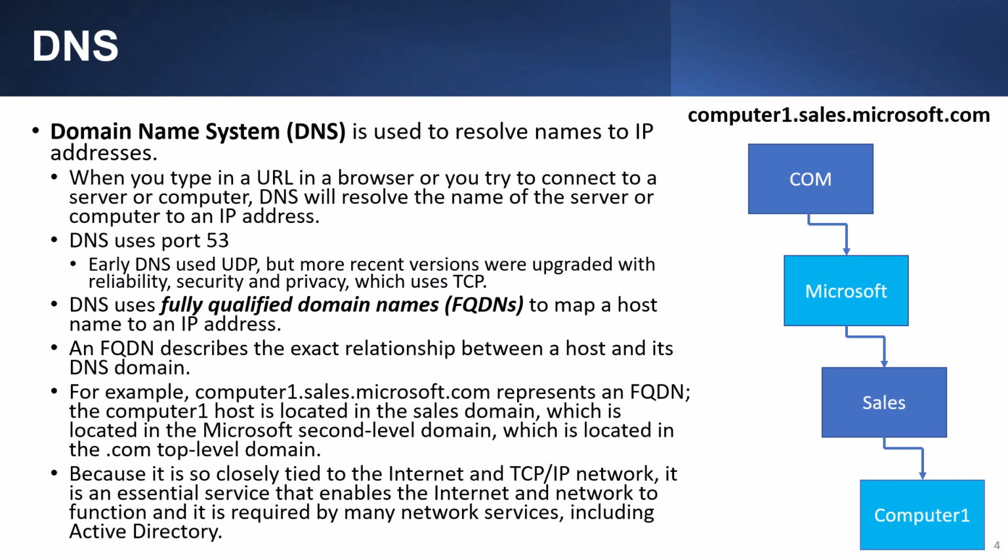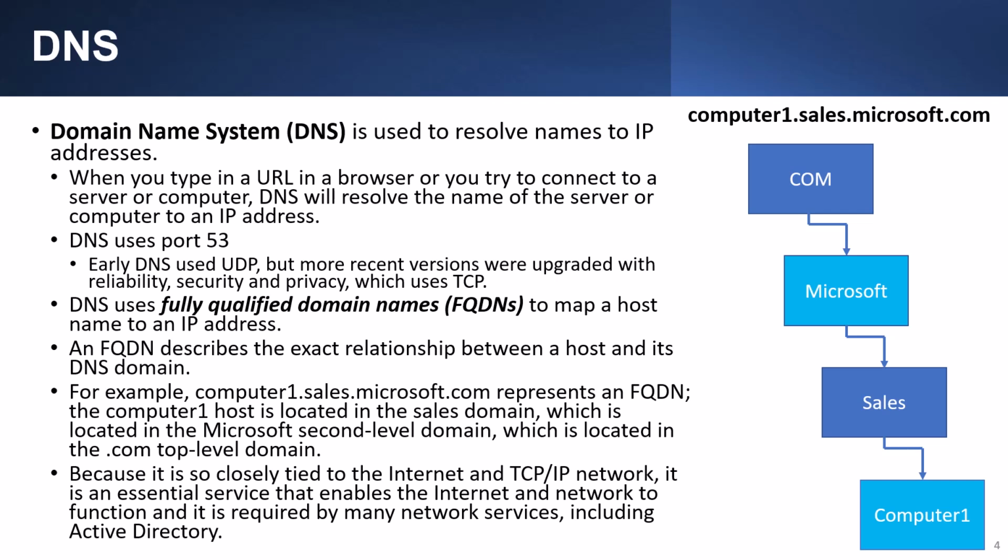Domain Name System, or DNS, is used to resolve names to IP addresses. When you type in a URL in a browser or you try to connect to a server or computer, DNS will resolve the name of the server or computer to an IP address. DNS uses port 53. Early DNS used UDP, but more recent versions were upgraded with reliability, security, and privacy, which uses TCP. DNS uses fully qualified domain names, or FQDNs, to map a host name to an IP address.